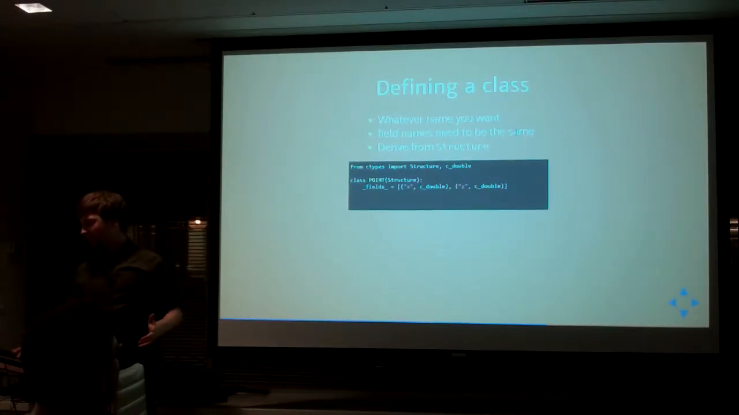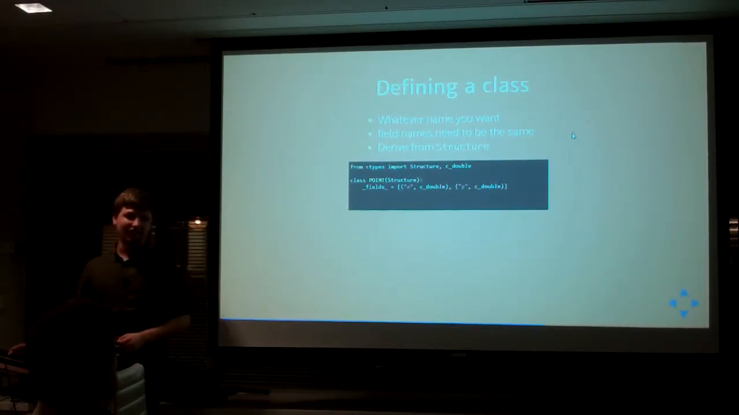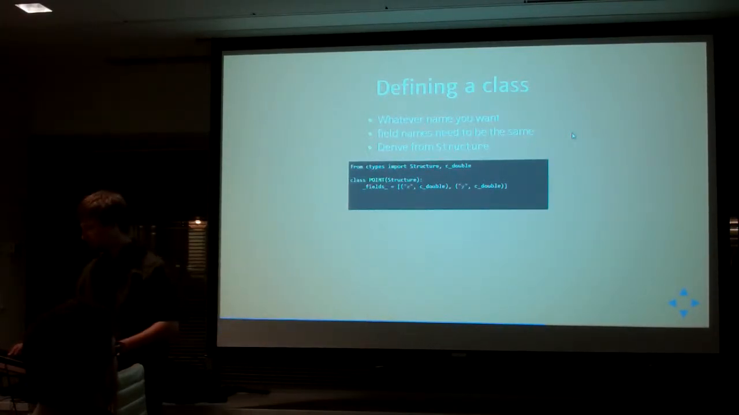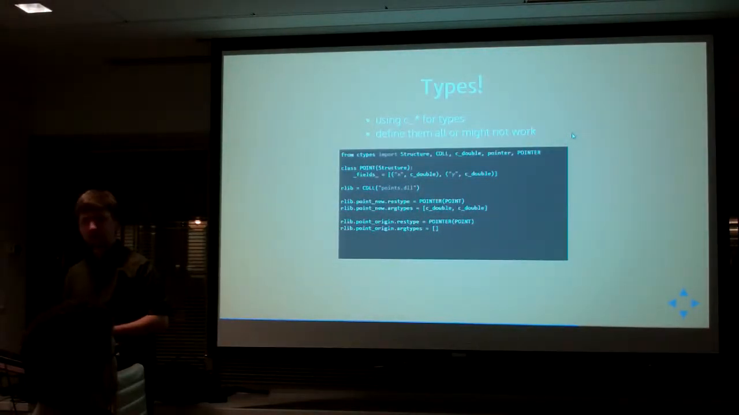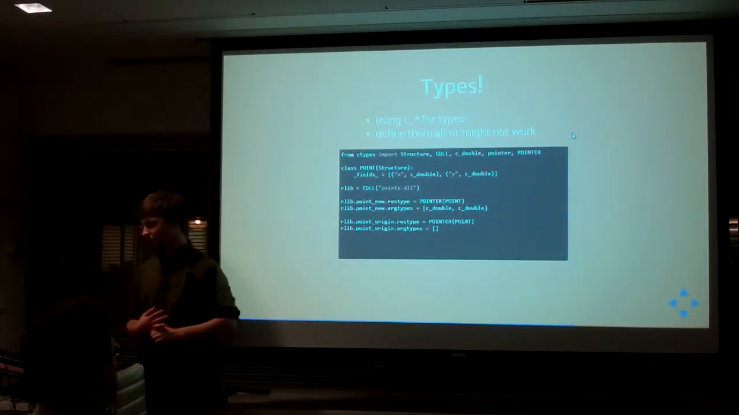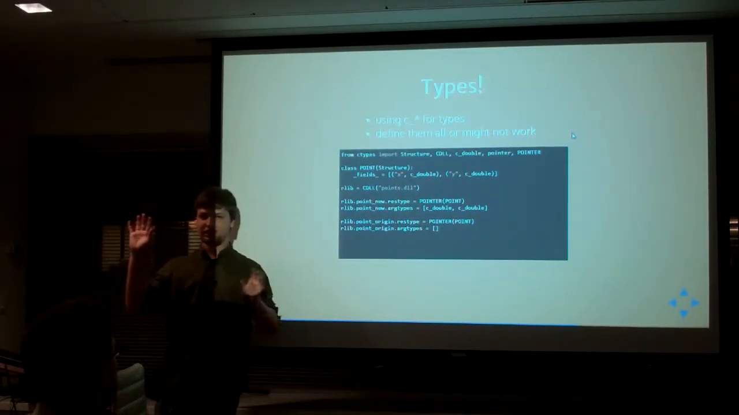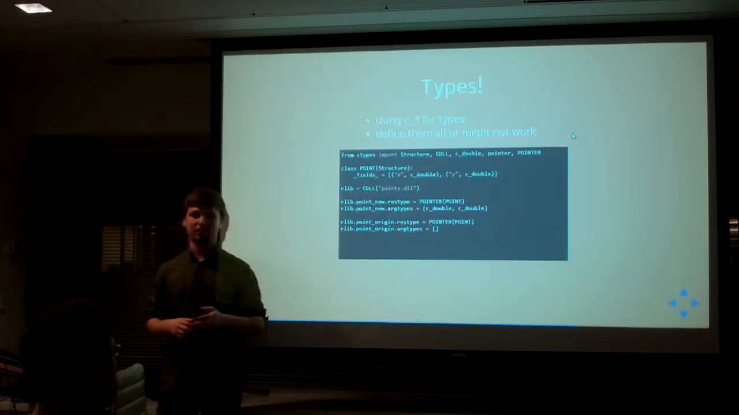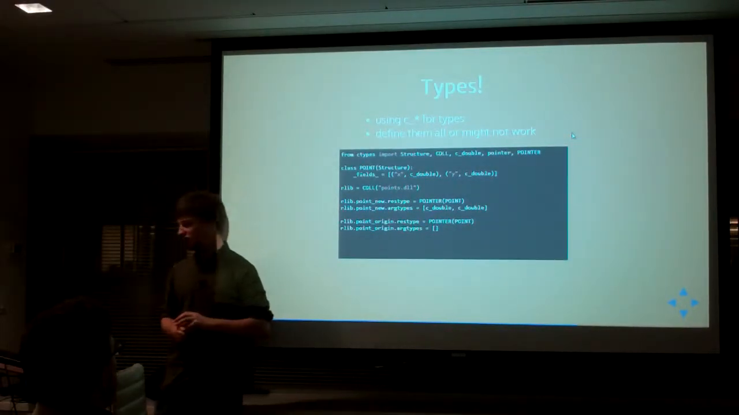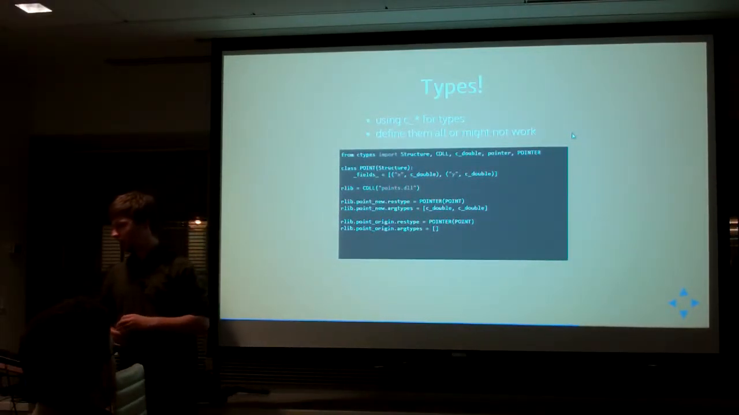I don't know if the field names need to be the same, but I think it's a good idea. I'm pretty sure they do. I haven't tried otherwise because that's just a lot of work. For types, you should be using ctypes: C double, C int, C void, whatever, which is just None actually. So there's no C void. Is there an actual? Yeah.